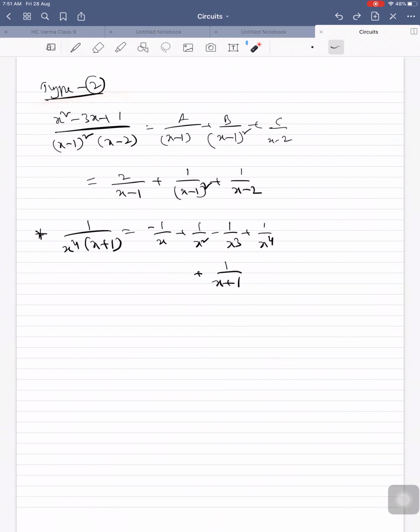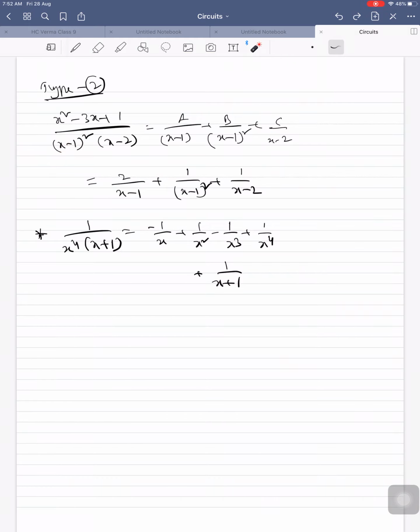Type 2. x square minus 3x plus 1 by this one. Here a by x minus 1 plus b by, as I said earlier, b by x minus 1 whole square plus c by this one. Here you can directly find this one and this one, then you go for a later. For this, multiply on both sides by x square, cancel, x minus 1 will be here, x minus 1 whole square will be here. Okay, this will also cancel.